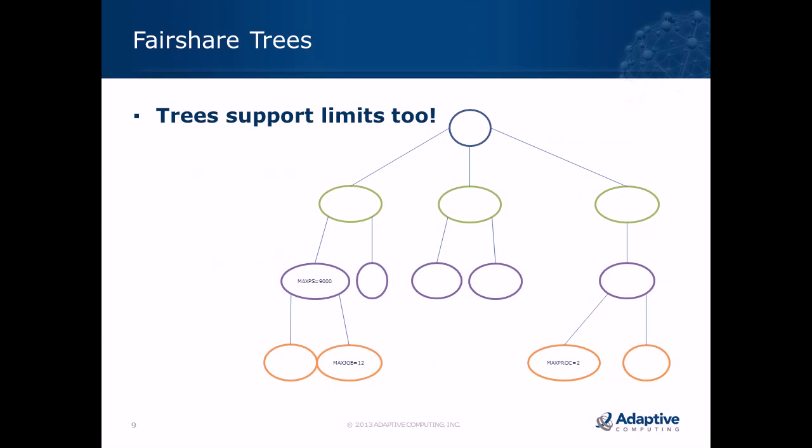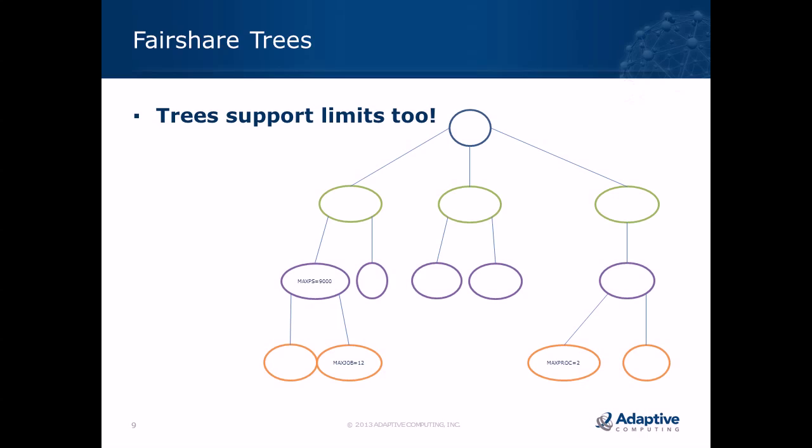Okay. One other thing that fair share trees also support are limits. You can put a limit on a node in the tree. You can set max proc, max job, max PS, all the regular limits that you would specify. Now, at first this seems kind of simple, but when you think about it, you realize that this is actually a very powerful policy right here.